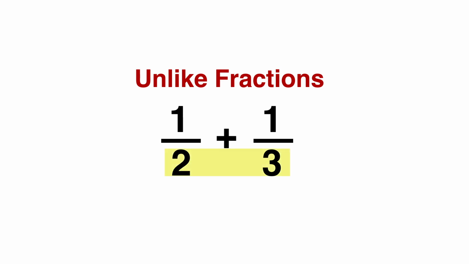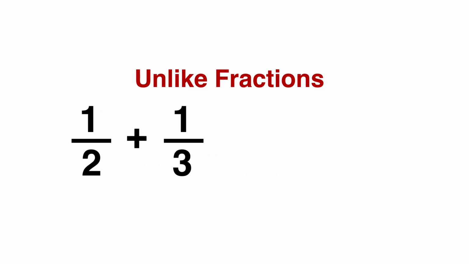First, we need to make sure the denominators are the same. Since this is an unlike fraction, they are different. The next step, then, is to get the same denominator for both fractions. To do that, we need to cross multiply. We will multiply the 2 denominator in the first fraction by the 1 and 3 in the second fraction. This will give us 2 over 6.